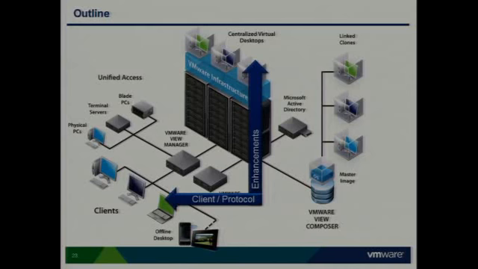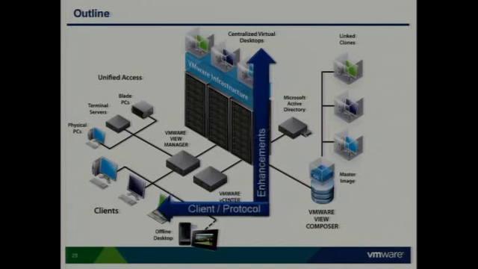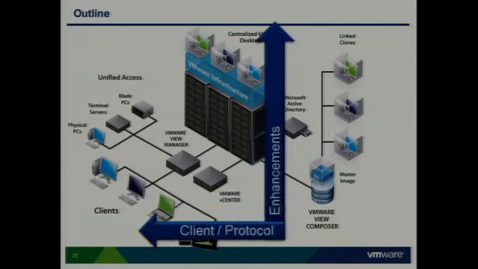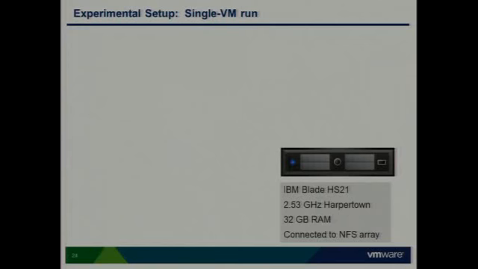Thanks, Sunil, for giving the detailed performance results on the platform side. Now I'm going to walk you through the performance of protocol improvements that we have done with PC over IP in the upcoming View 5.0 release. Before that, let me give you a glimpse of the experimental setup. We have used an IBM Blade, 2.53 gigahertz Harpertown, and the box has 32 gig RAM. It's connected to an NFS storage array.